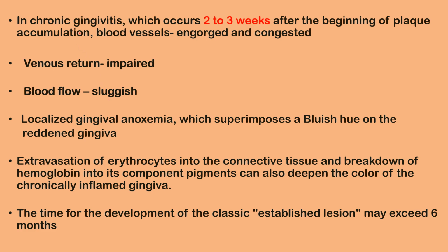In chronic gingivitis, which occurs 2 to 3 weeks after the beginning of plaque accumulation, we can see blood vessels are engorged and congested, venous return is impaired, and there is sluggish blood flow. Localized gingival anoxemia, which superimposes a bluish hue on the reddened gingiva, is seen. Erythrocytes are extravasated into the connective tissue. There is breakdown of hemoglobin and its component pigments deepen the color of the chronically inflamed gingiva.